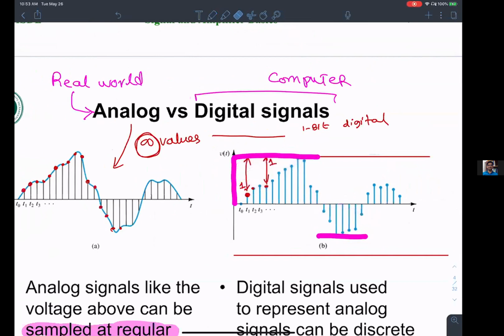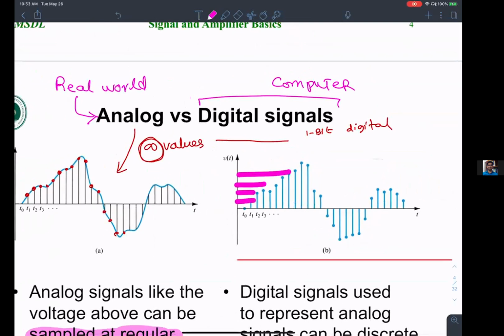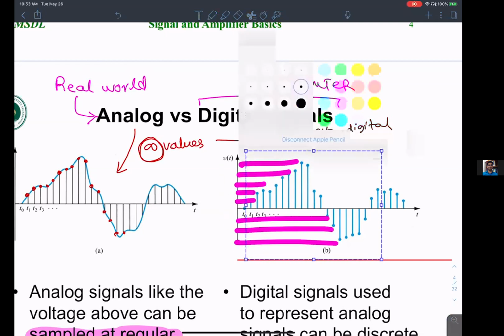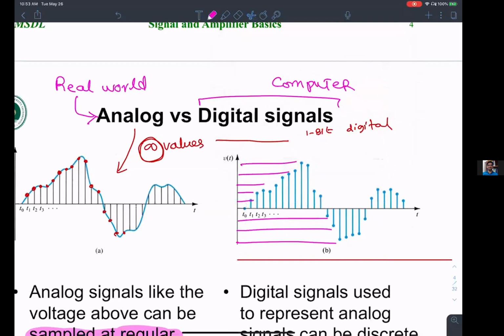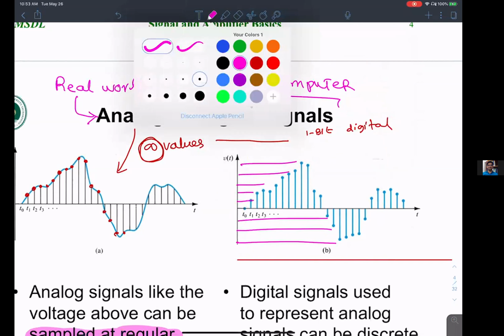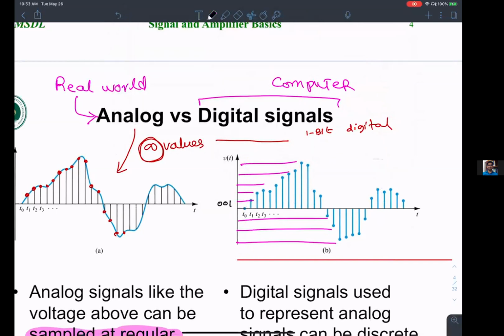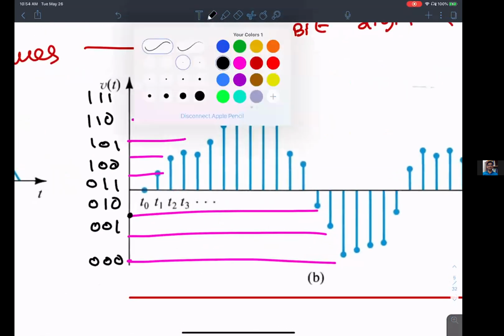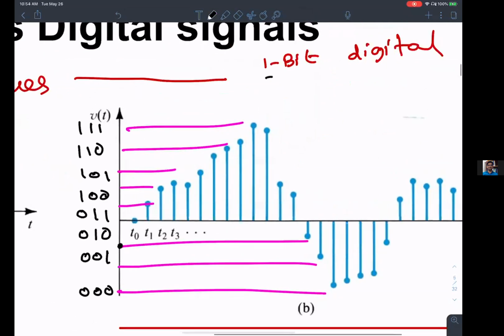Instead of using just 1 bit, what I thought of doing is, well, I'll have a fixed number of levels. Let's say I have 3 levels, okay? Instead of 1 bit, I'm going to use 3 bits digital. So I'm going to call this 001. I'm going to call this 010, 011, 100, 101. And this guy, I'm going to call it 000, so on and so forth. Let's bring this down a touch. So that is going to be 110, 111.